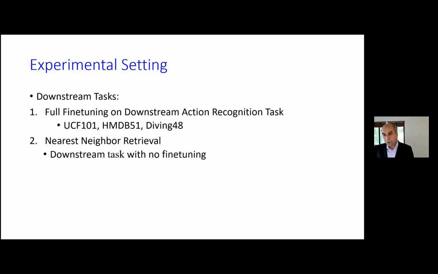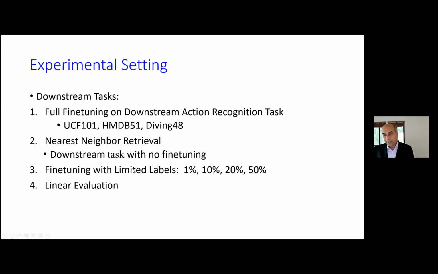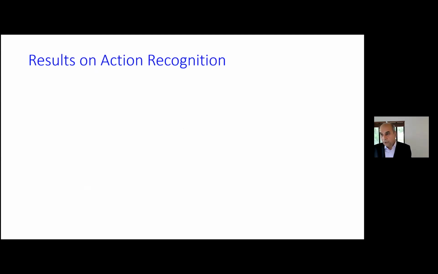Downstream tasks would be no fine tuning, and fine tuning with limited labels, whether it's 1%, 10%, 20%, and so on. And then linear evaluation. Linear evaluation will only fine tune the final classifier layer. So, results on action recognition.